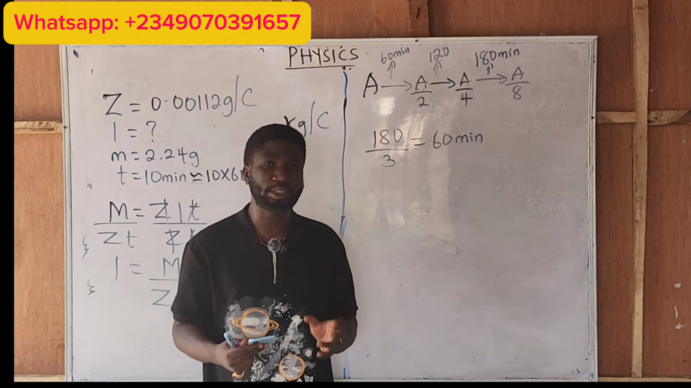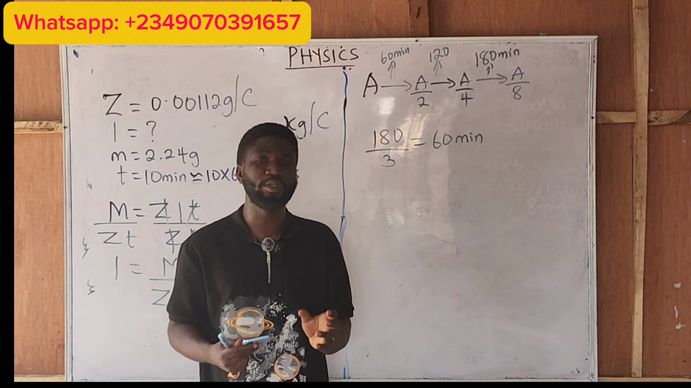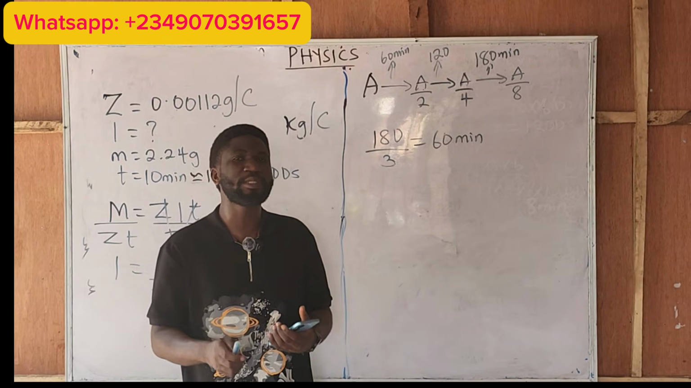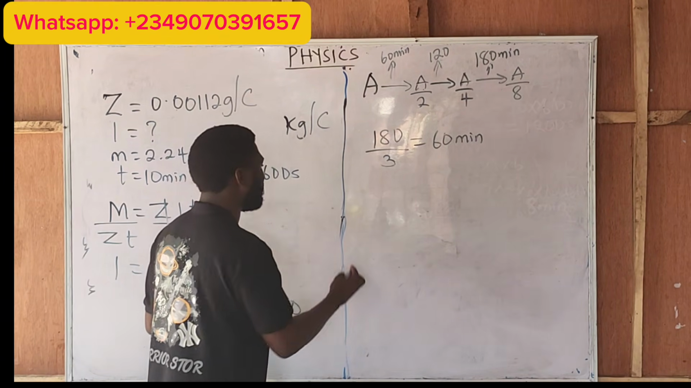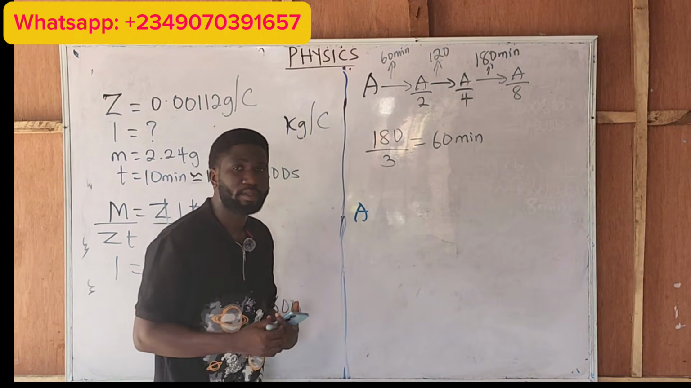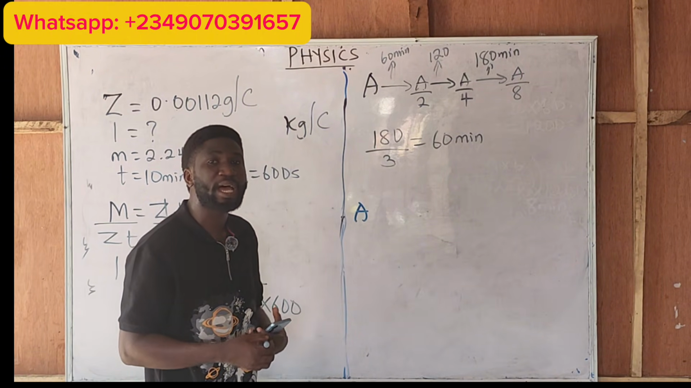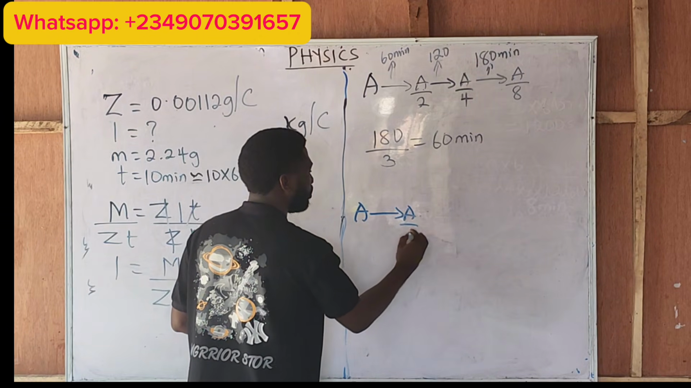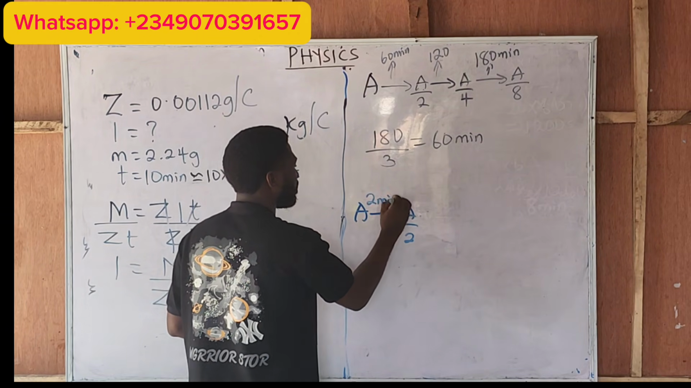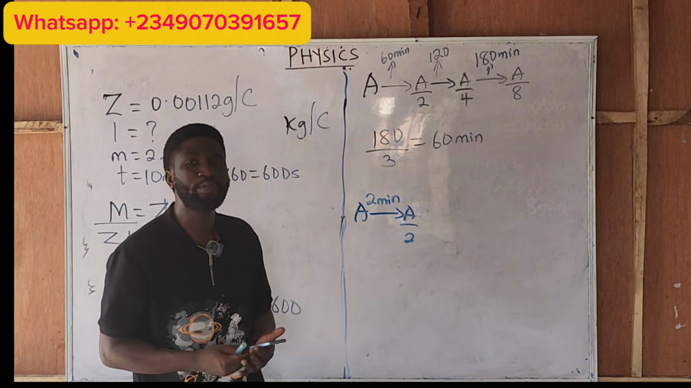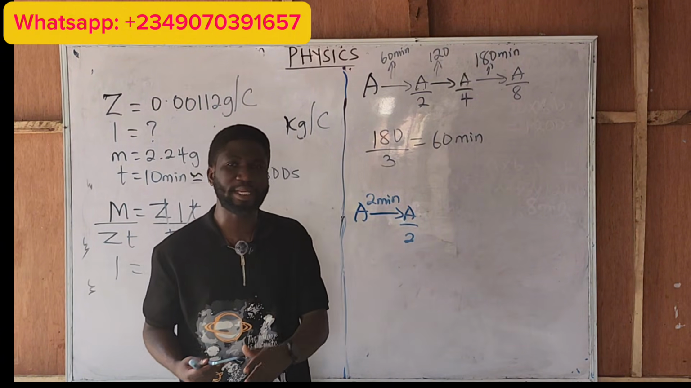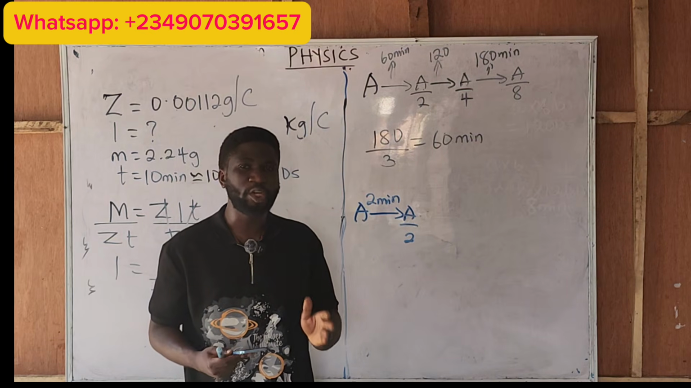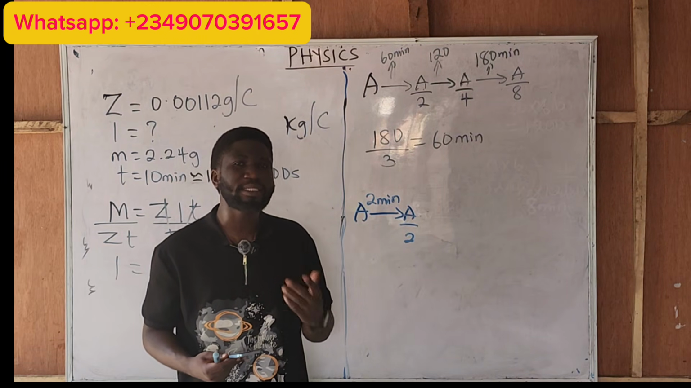So let me use this certain question to explain what you need to know about half-life. So the question says that a certain radioactive substance, so let's say the value is A, has its half-life to be 2 minutes. So for this to get half, we are going to have A/2, and the half-life there is 2 minutes. And the question says, what will be the value of the substance left after 6 minutes?